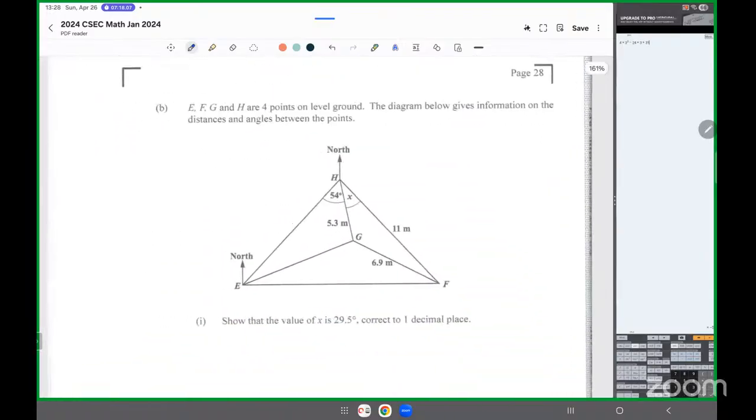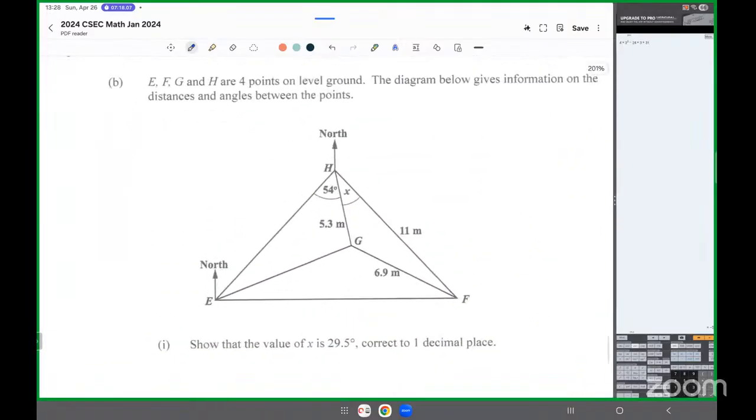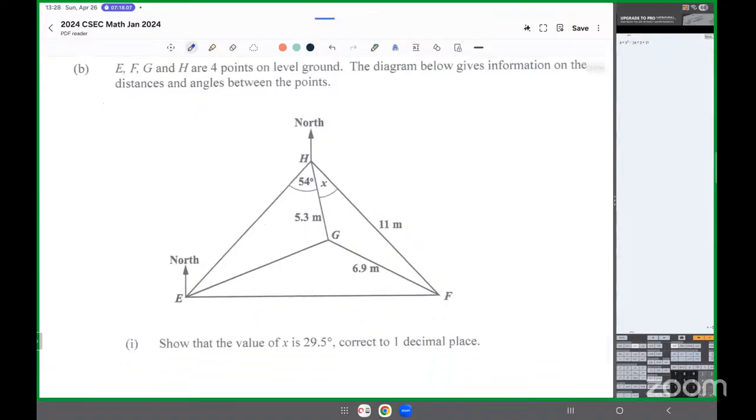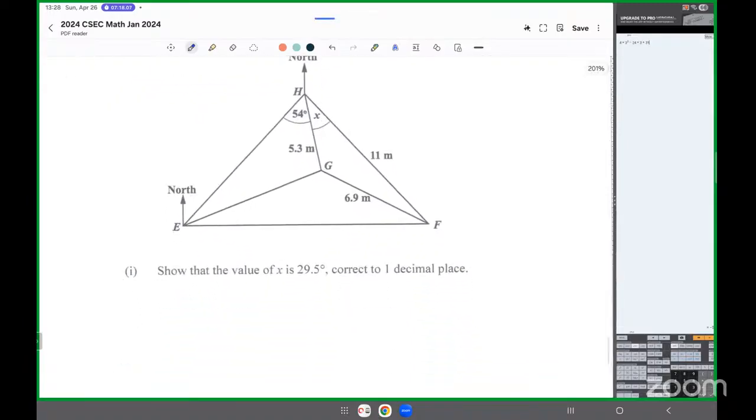All right. Then we'll come to this question. That question is long. This question said E, F, G, and H are 4 points on level ground. So like you're up in the sky looking down at these points on the level ground. It said the diagram below gives information on the distances and angle between the points. Everything is on the diagram. It says show that angle X is 29.5 degrees correct to 1 decimal place. That's this angle X right here.